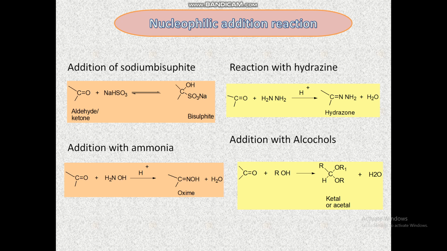Benzaldehyde reacting with phenylhydrazine will produce benzaldehyde phenylhydrazone. Next, the addition with alcohols, nucleophilic addition of alcohols. Aldehydes react with alcohols in the presence of an acid catalyst to form acetals, while ketones form ketals.